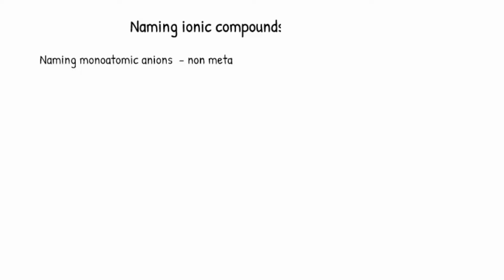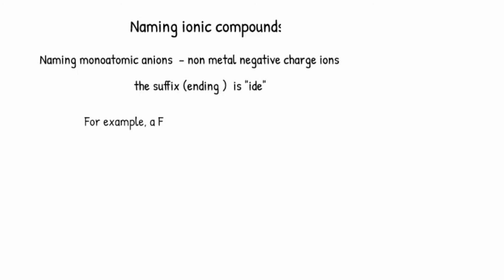This is part 2 of naming ionic compounds. Now, naming monoatomic anions. These are non-metal negative charge ions. The suffix or the ending is "ide", I-D-E. For example, a fluorine anion is called a fluoride.